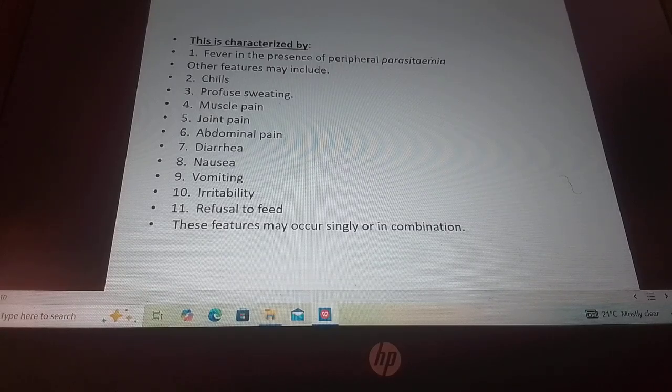Also remember, other features will include chills, profuse sweating, muscle pain, and joint pain is another one. Then abdominal pain, diarrhea, nausea, vomiting. Those are some of the signs. Irritability, of course, and lack of appetite or refusal to feed, which normally is called anorexia. So remember, these features may accompany each other, or they may occur singly. So you must be able to run a malaria test for you to be sure about what you are doing.